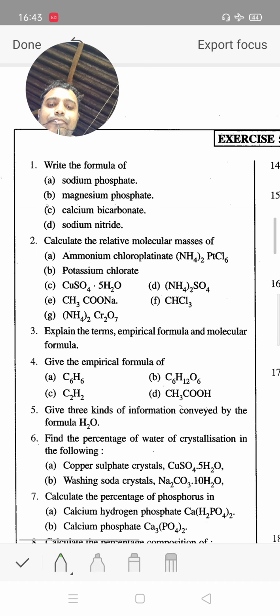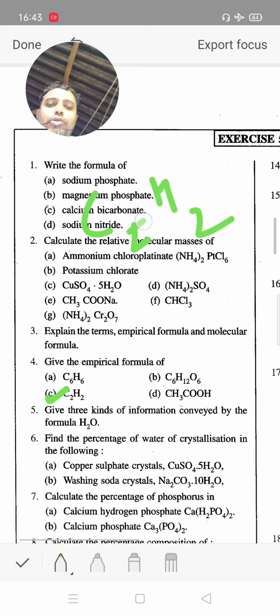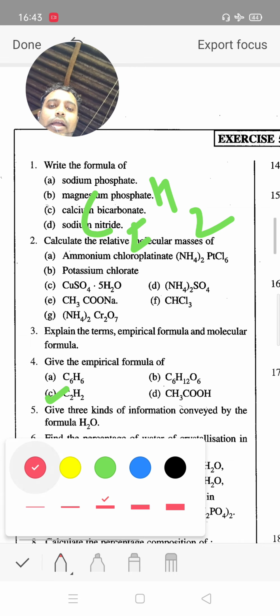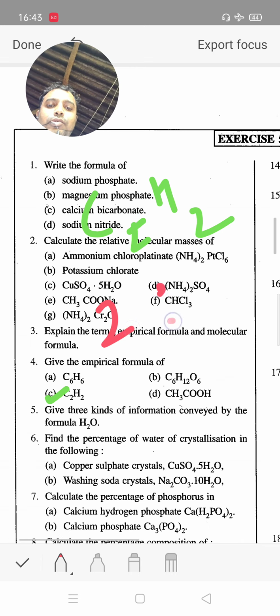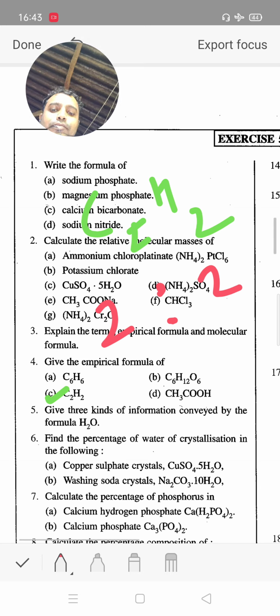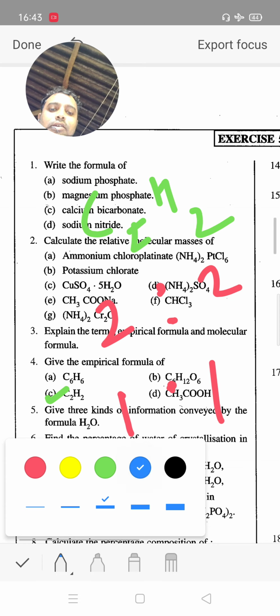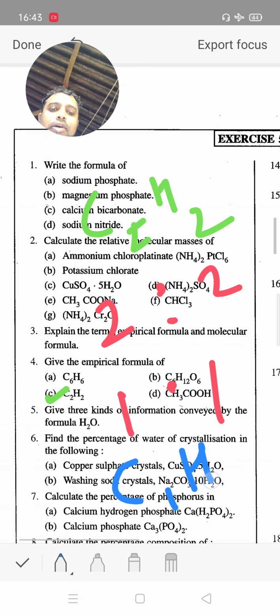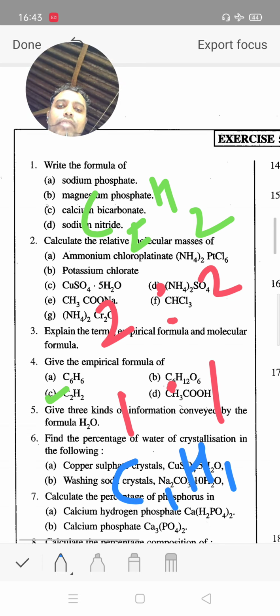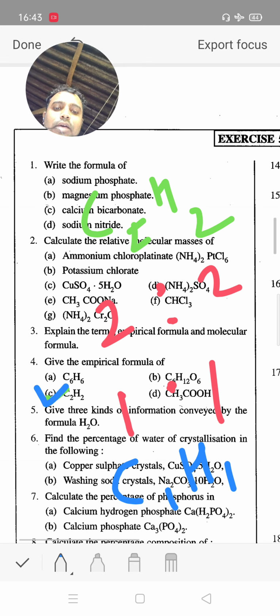Last example, C2H2. There are 2 carbon and 2 hydrogen, which means 2 divided by 2 is equal to 1, so it has 1 carbon and 1 hydrogen. The empirical formula of C2H2 is C1H1, and C2H2 is the molecular formula.